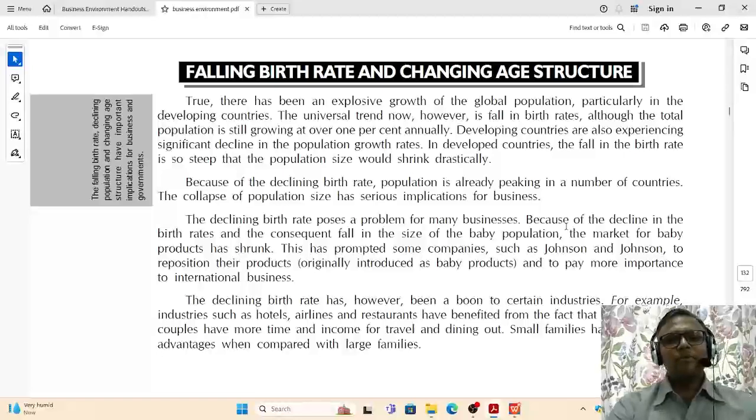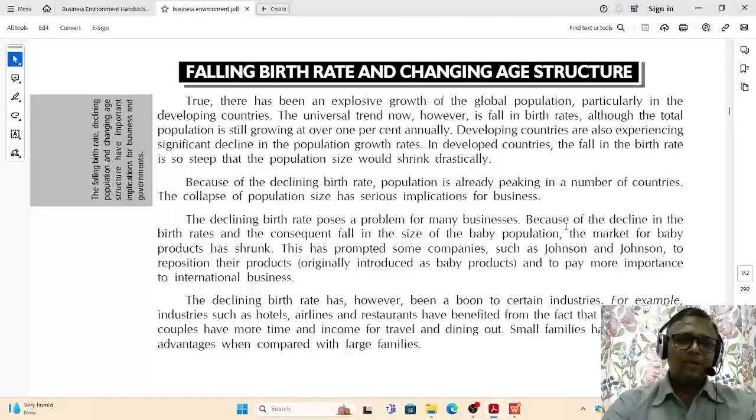The collapse of population size has serious implications for businesses. The declining birth rate poses a problem for many businesses because of the consequent fall in the size of the baby population. The market for baby products has shrunk. This has prompted some companies, such as Johnson and Johnson, to reposition products originally introduced as baby products and to pay more importance to international business.